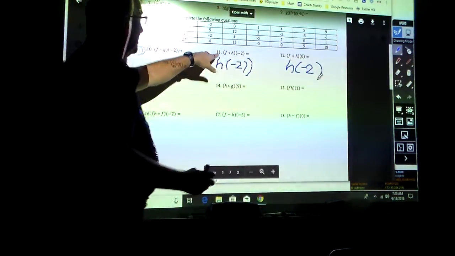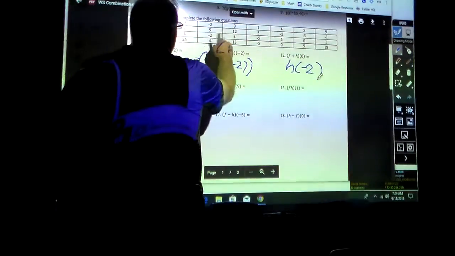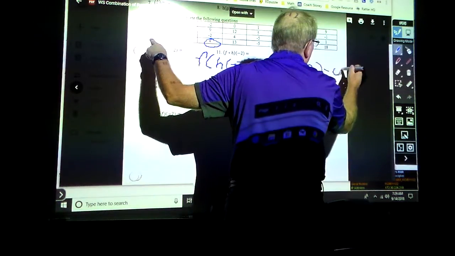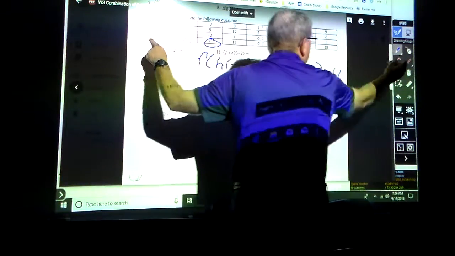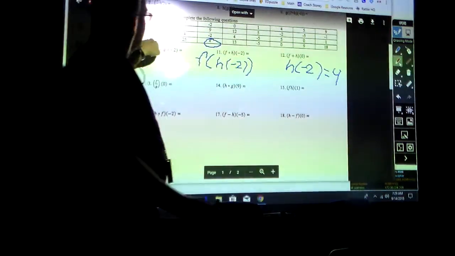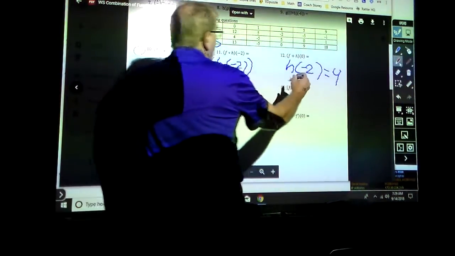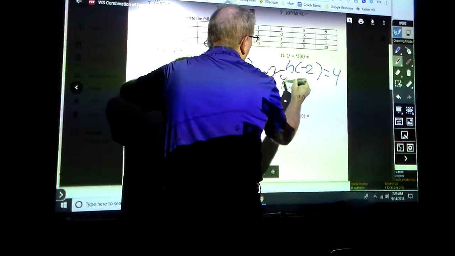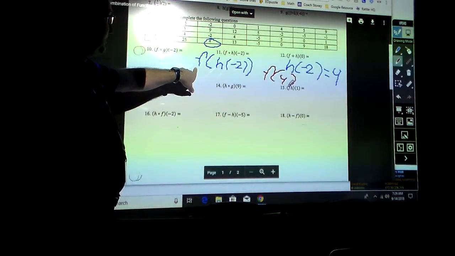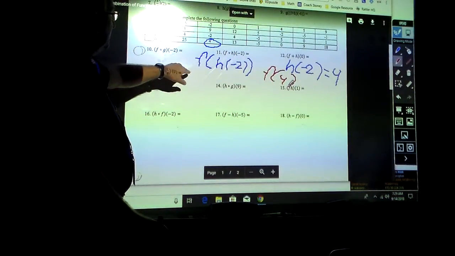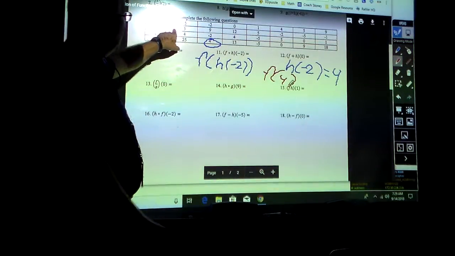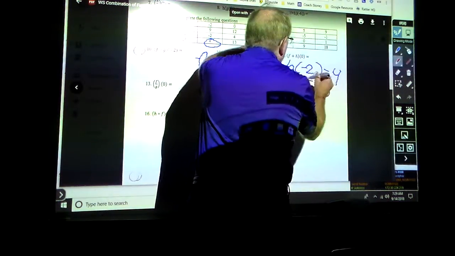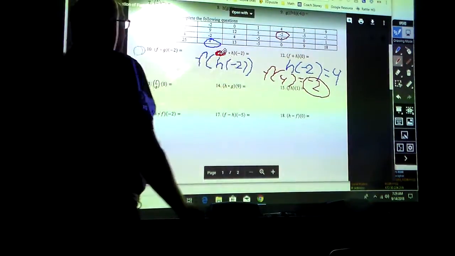We're working problem number 11 first. So I come up here to h, and I slide over to negative 2, and that answer is 4. So h of negative 2 just equals 4. So what I'm going to do next is this. I'm now going to find f, not of negative 2, but f of 4, because that was my answer for h of negative 2. So now I come up here and find the f and move along to where I see 4. That makes the answer then what? Negative 2. That would be the answer to number 11 right there.